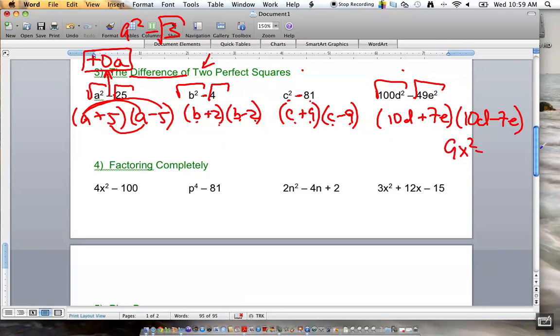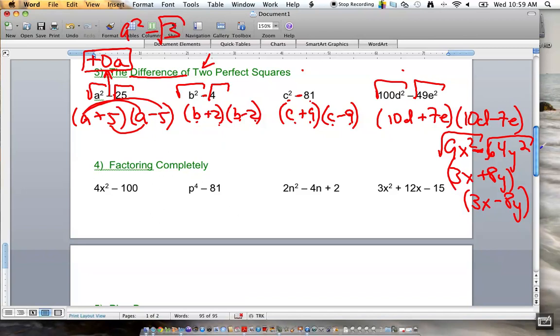9x squared minus 64y squared. Again, I see the difference and I can square root both of them. 3x plus 8y. What's the other one? 3x minus 8y. So those are many, many examples of the difference of two perfect squares.